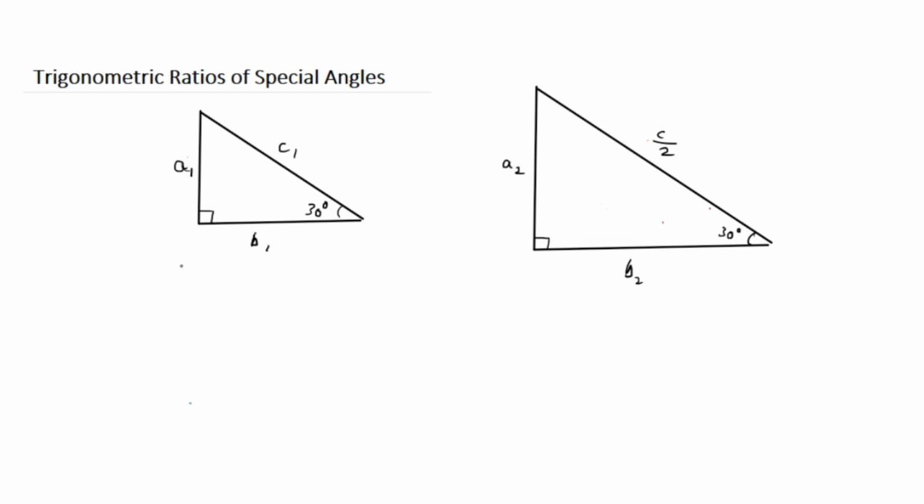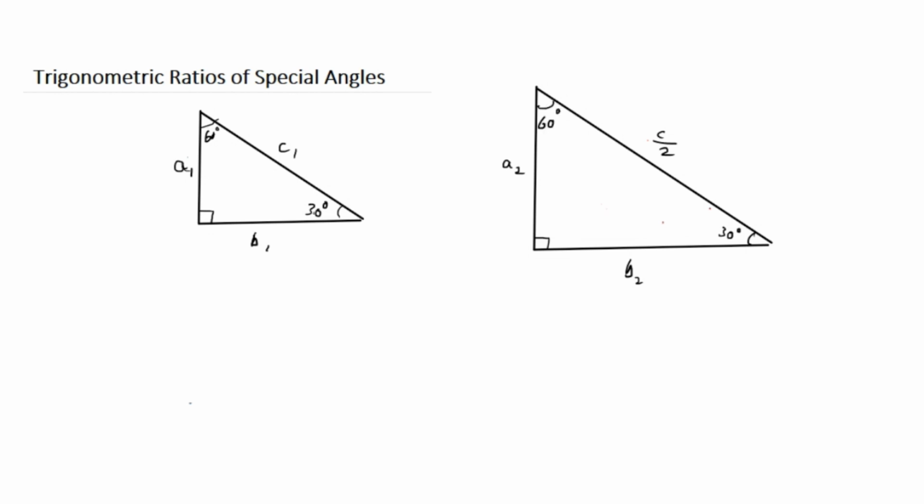If you remember similar triangles, we know that the sides of any two similar triangles are always in the same proportion. First of all, let's see whether these triangles are similar or not. So both are right angle triangles, both have one angle of 30 degrees. So it's obvious that the third angle is also going to be 60 degrees in both the triangles.